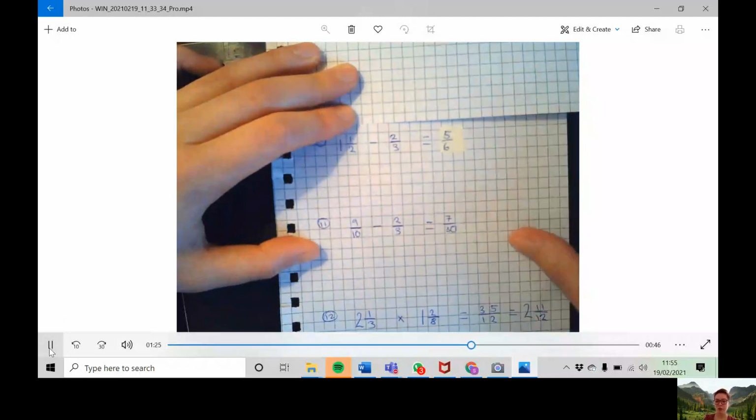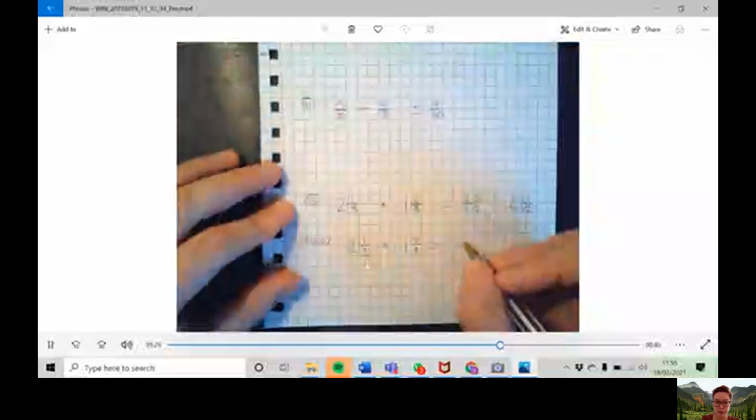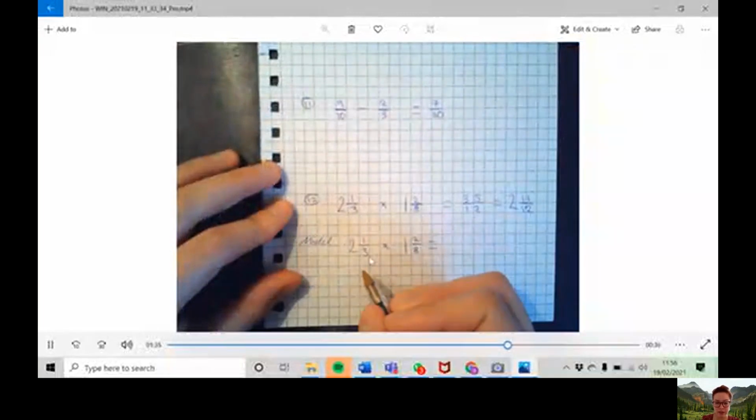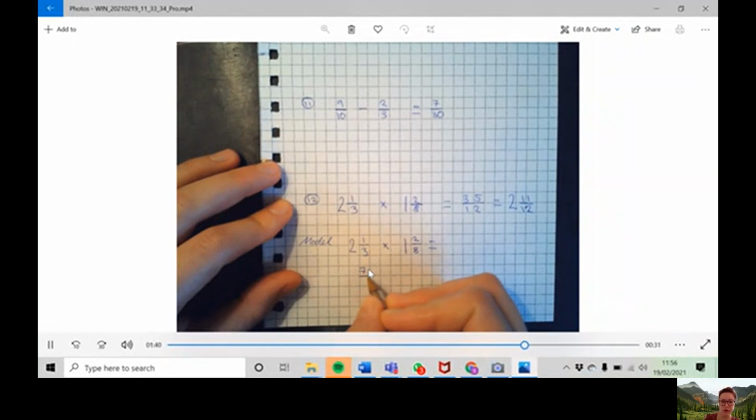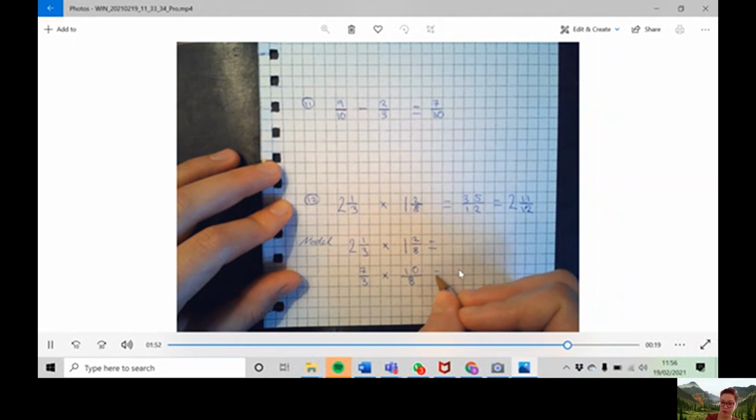Okay, I'm going to model the last one for you. So as I just said, when you have mixed numbers, you have to multiply 2 times 3 gives you 6, plus 1 gives you 7. So it would be 7 over 3. And we do the same here, which would be 10 over 8. Then we multiply these, which gives you 70. And 3 times 8 gives you 24.